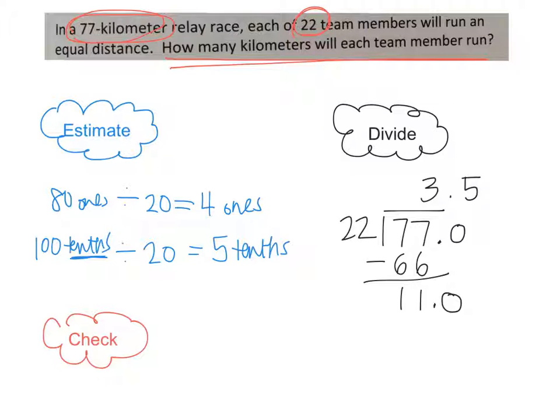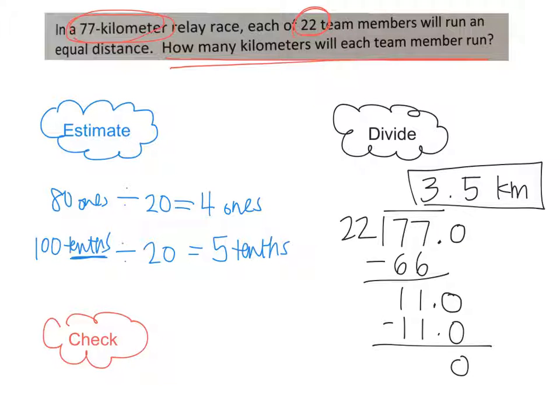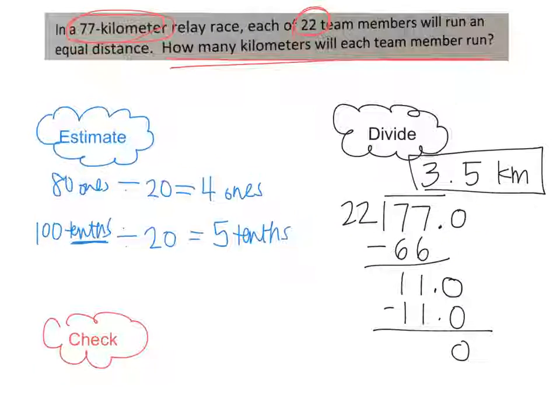What's 5 times 22? 110. Okay. And it's 110 tenths. So do I have any remainders? No. So my answer then is each person will need to run 3.5 kilometers. I'm almost done. Not quite. I have 1 step left. I need to do the C part.